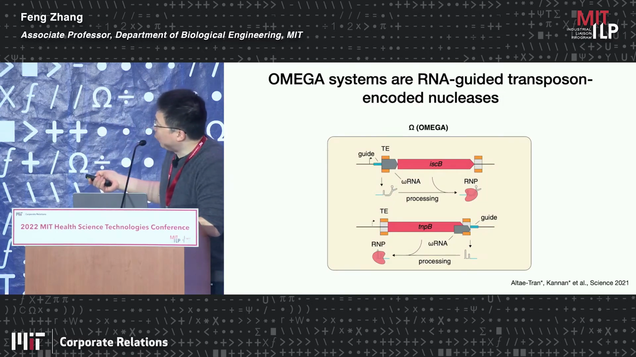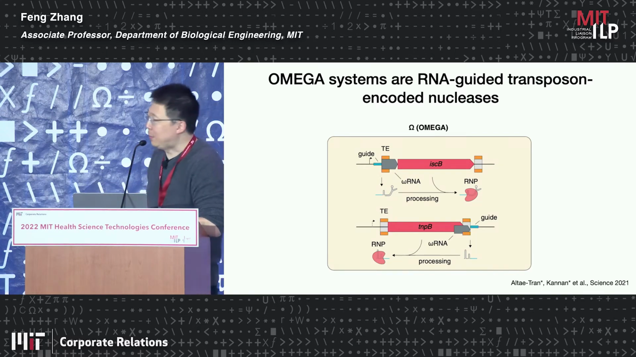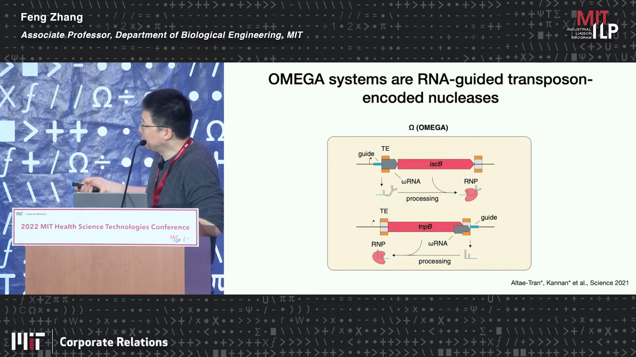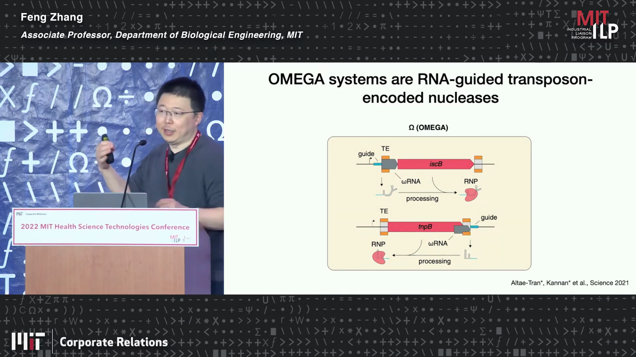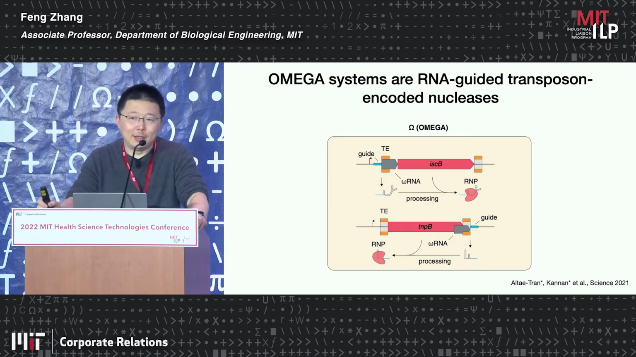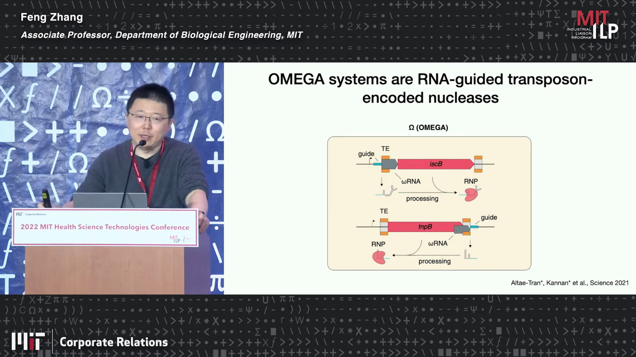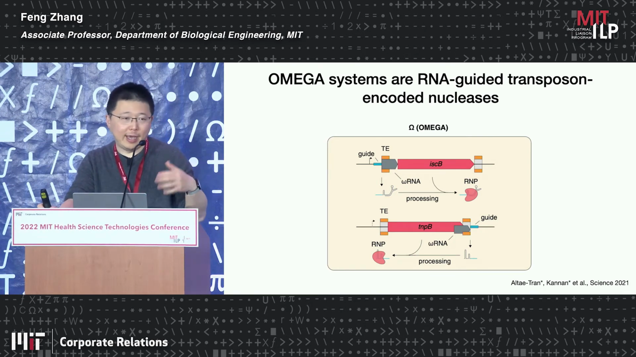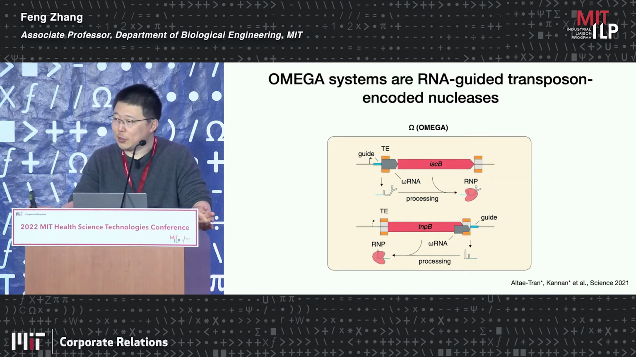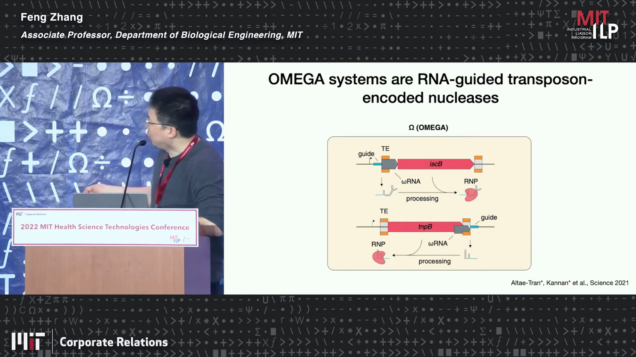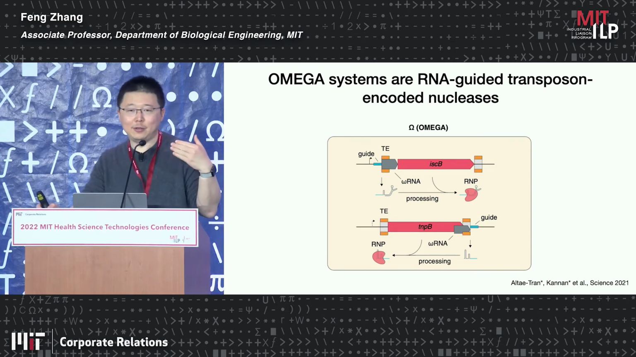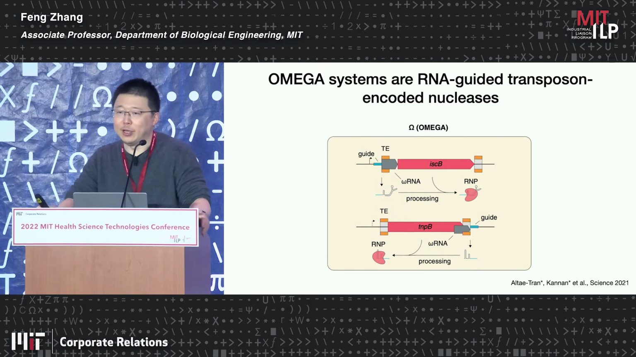In addition to IscB, we also found another RNA-guided endonuclease, and that's called TnpB. TnpB is also RNA-guided. It's got a guide molecule downstream as opposed to upstream. And this is also RNA-guided, and it targets DNA. If you look at the sequence for TnpB, it's more closely related to the Cas12 family of CRISPR proteins. So these two together, which is what we call omega systems, are sort of the ancestral elements that gave rise to the two different DNA-targeting CRISPR systems.